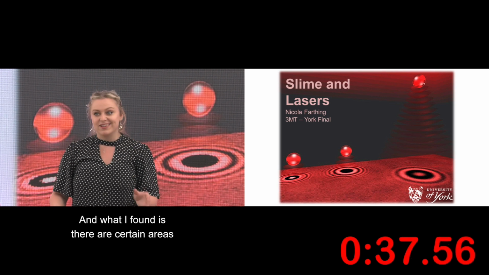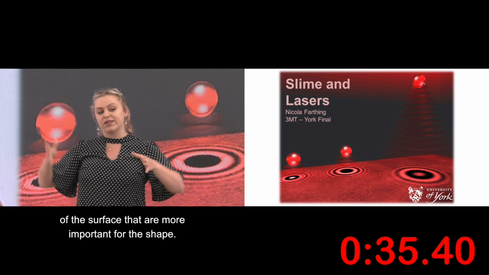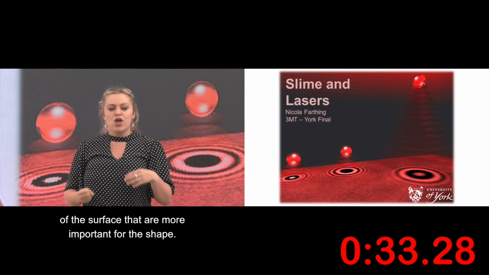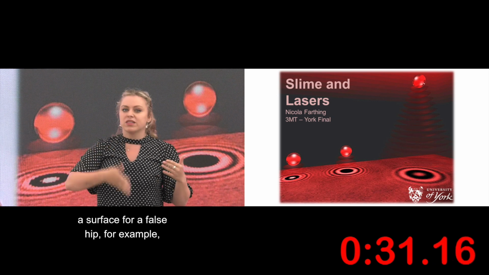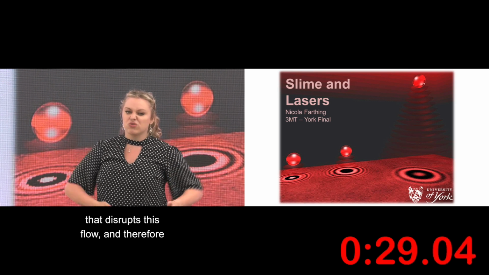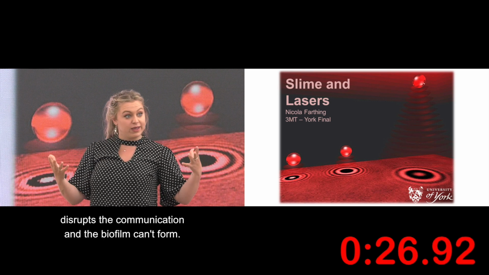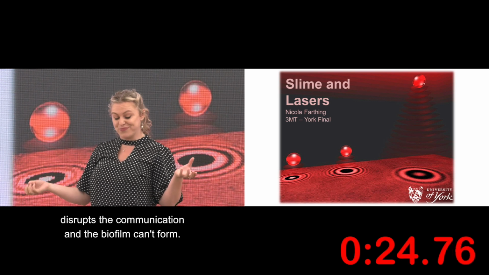And what I found is there are certain areas of the surface that are more important for this shape. So we can start to think about developing a surface for a false hip, for example, that disrupts this flow and therefore disrupts the communication and a biofilm can't form.